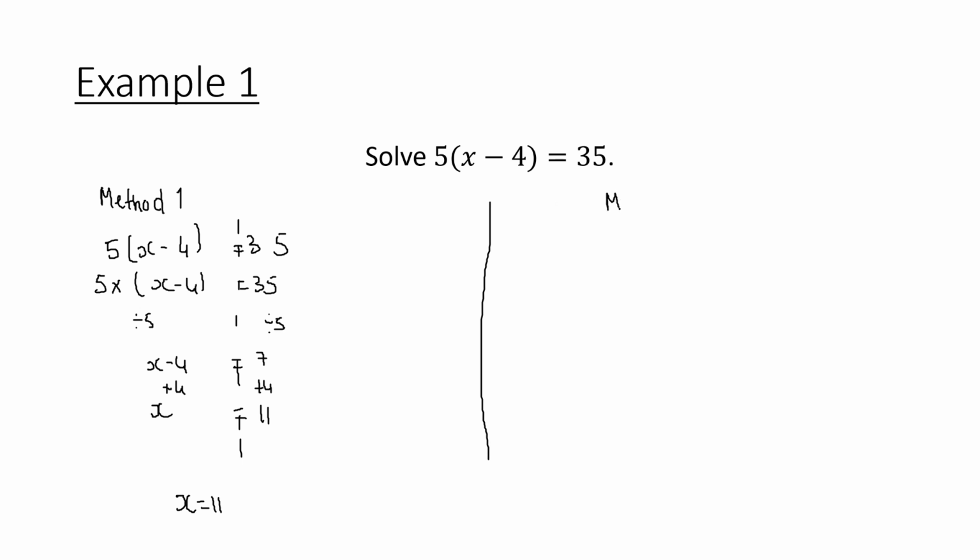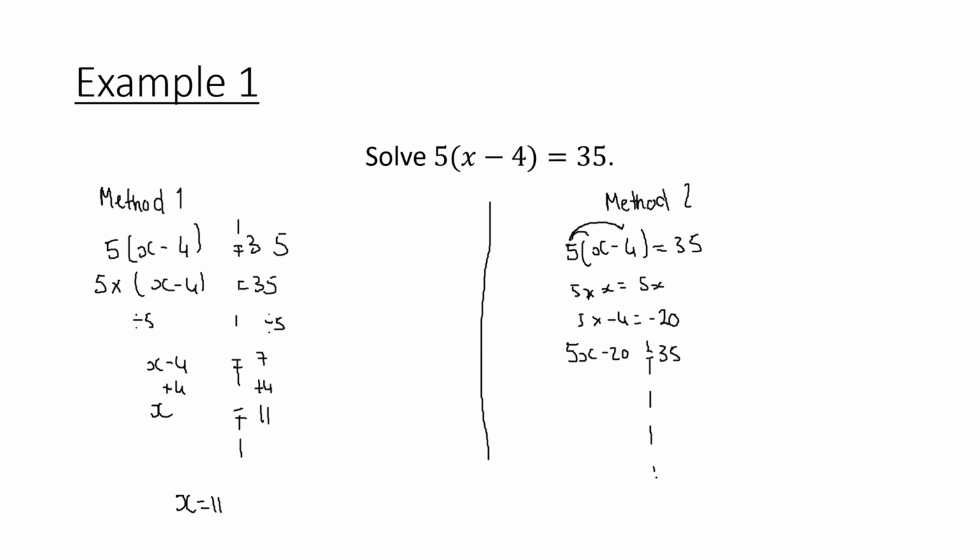The second method is the following. So you've got 5 and then x minus 4 is equal to 35. So you expand your bracket. So you do 5 times x and 5 times 4. So 5 times x gives you 5x, and then 5 times, remember that minus is in front of the 4, so it's minus 4. 5 times 4 is 20, but then you've got the positive and a negative giving you minus 20. So far you've got the expanded bracket of 5x minus 20 is equal to 35.